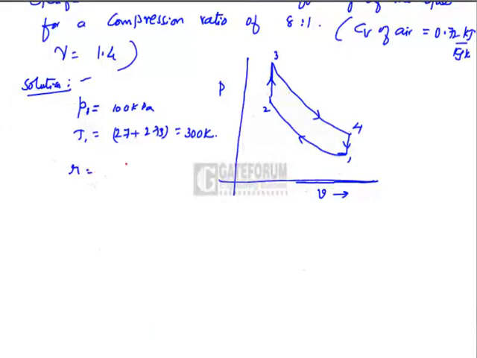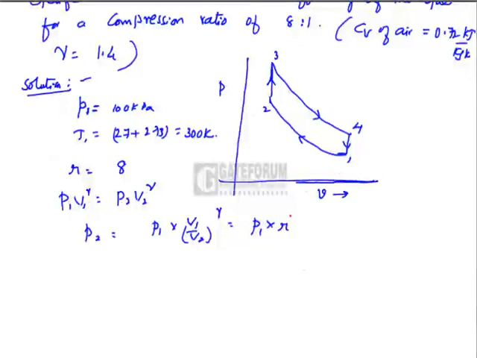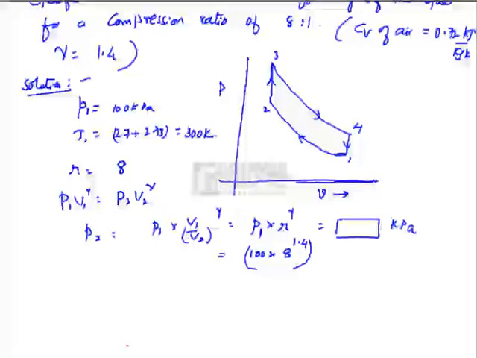Given that compression ratio R is 8 for the cycle, I would obtain P2 first. P1 V1 to the power of gamma is equal to P2 V2 to the power of gamma. Therefore, P2 is equal to P1 into V1 by V2 whole power gamma. This is equal to P1 into R to the power of gamma. We shall calculate P2 in kilopascal because P1 is 100 kilopascal into 8 to the power of 1.4, that results in the P2 in kilopascal.